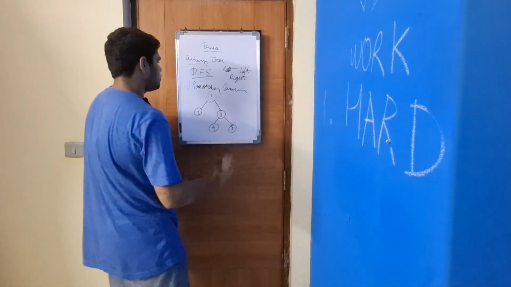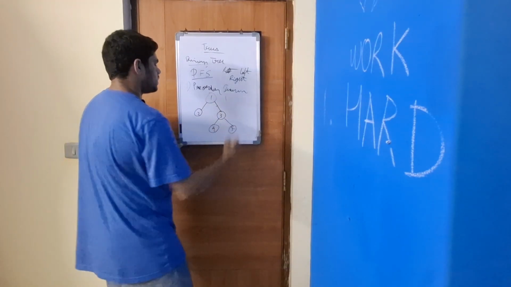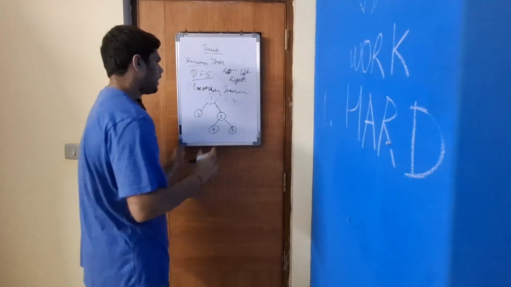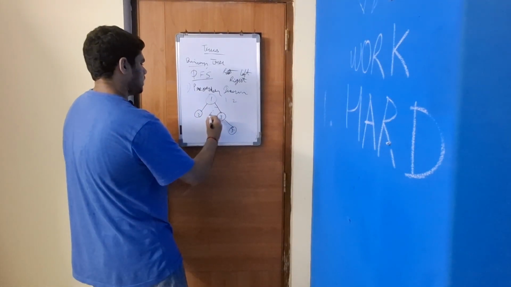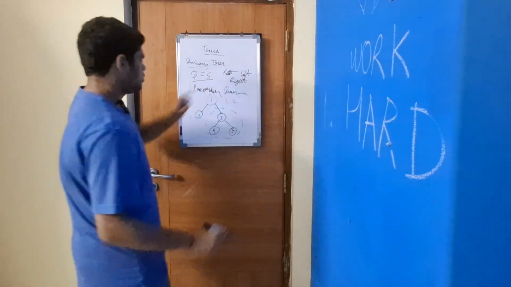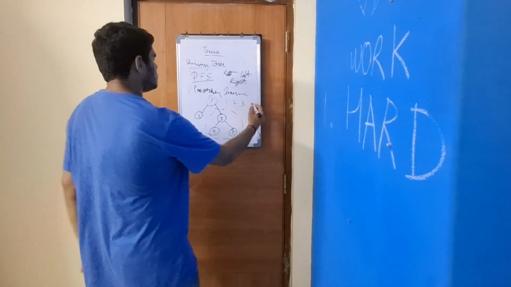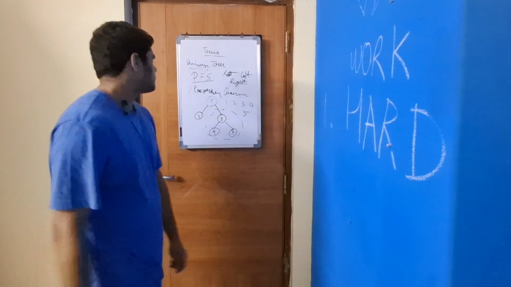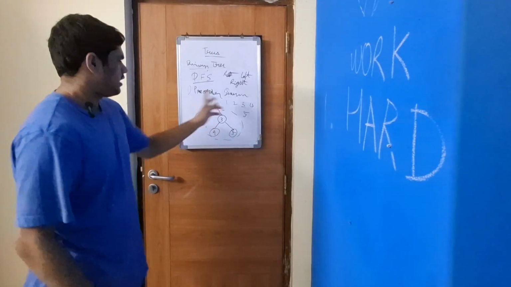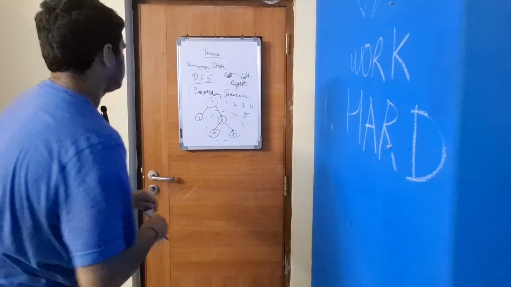First will be root. So root will come first, which is 1. Then the left part will come, which is 2. Then the right part will come. Now in the right part, again the same thing. We have the root node first, so it is going to be 3, and then the left, which is 4, then 5. Root, then left, then right, and we follow like that.